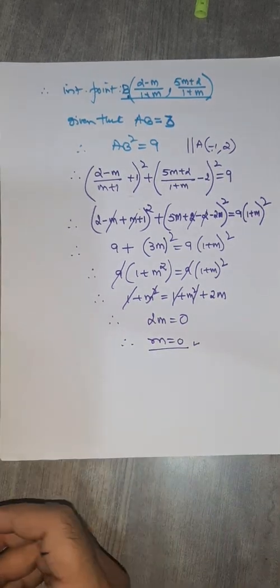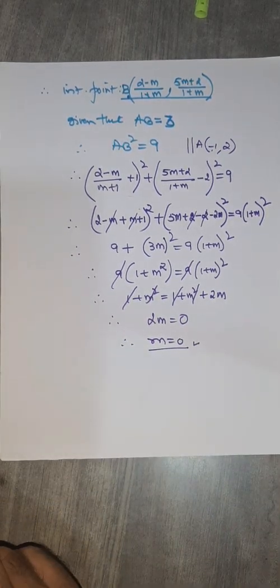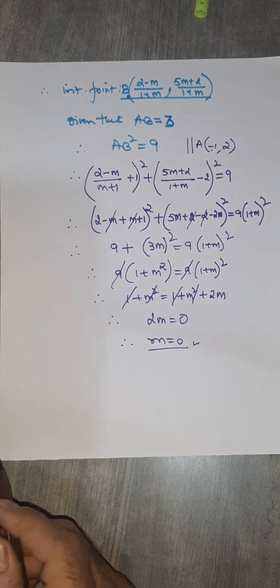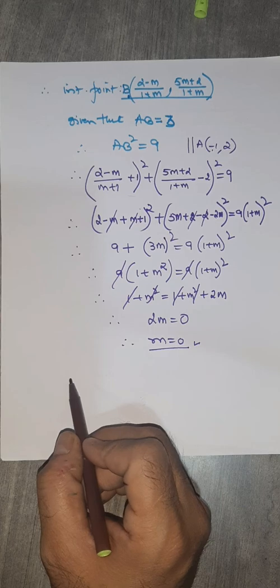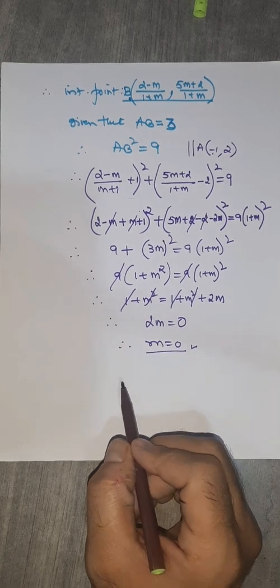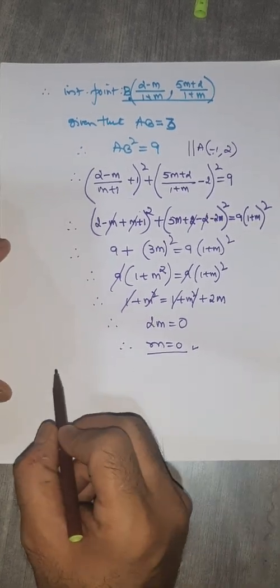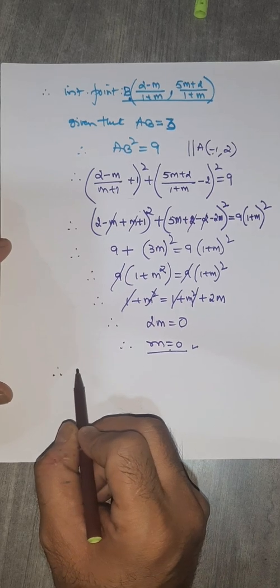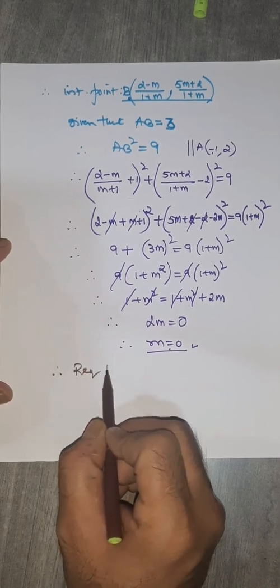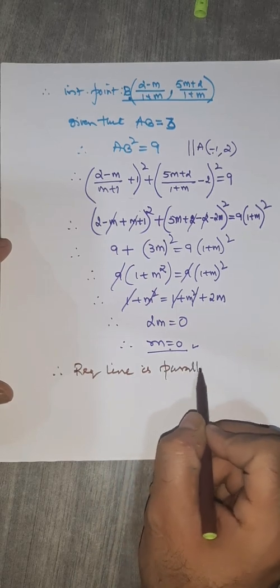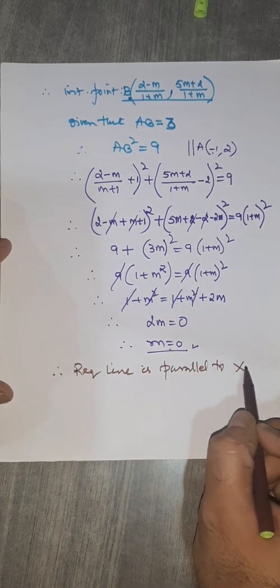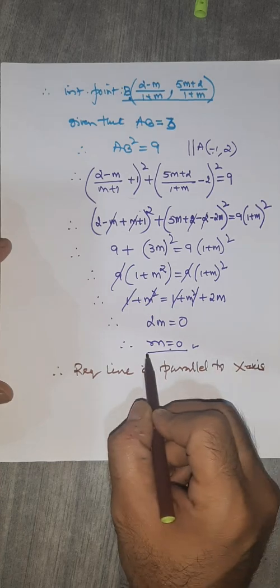So the direction of the line, that is the slope, equals 0, right? So what is the conclusion? Therefore the required line is parallel to the x-axis: the slope is 0, therefore the required line is parallel to the x-axis because the direction is 0.